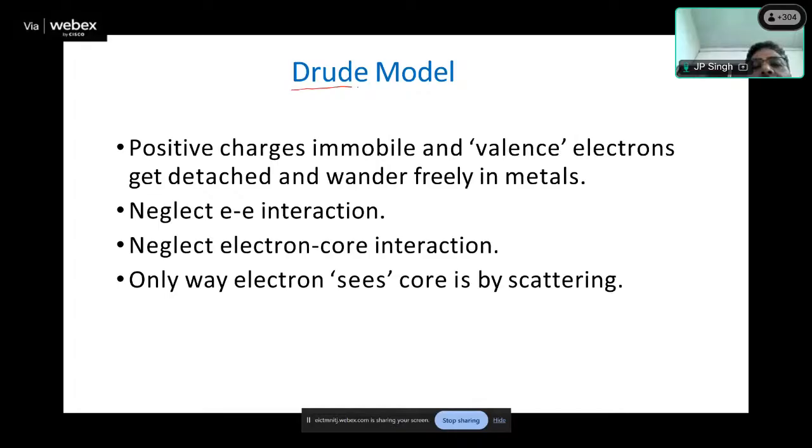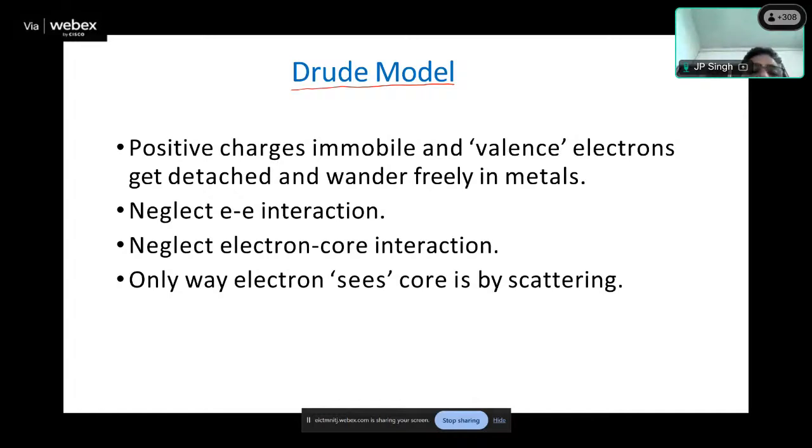This is one of the very old models, which we talk about for metals. In this model we consider that the metal consists of positive charges which are immobile, and valence electrons which wander freely in the metal. You have a sea of electrons embedded inside the positive ion cores, which are immobile. Mobility is only for the electrons, and they are free.